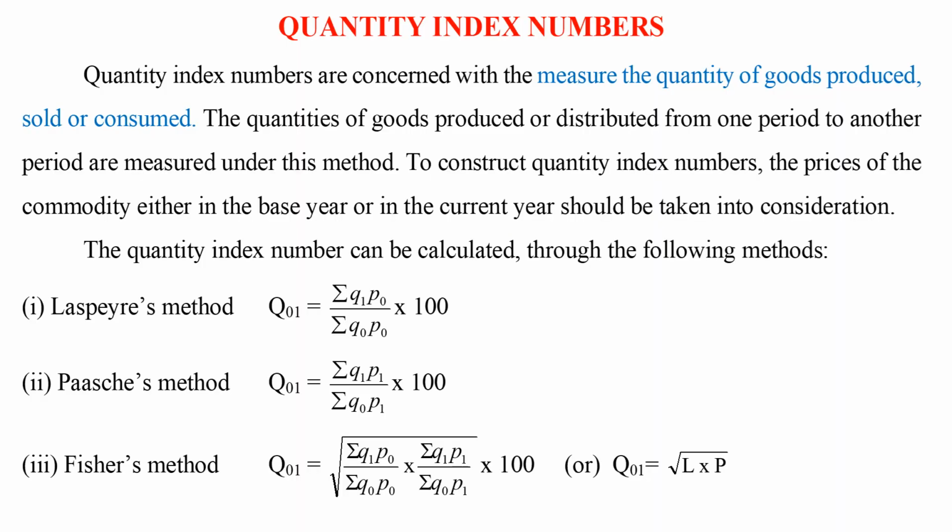Quantity index numbers. Quantity index numbers are concerned with measuring the quantity of goods produced, sold or consumed. The quantities of goods produced or distributed from one period to another period are measured under this method. To construct quantity index numbers, the prices of the commodity either in the base year or in the current year should be taken into consideration. The quantity index number can be calculated through the formulas mentioned here.